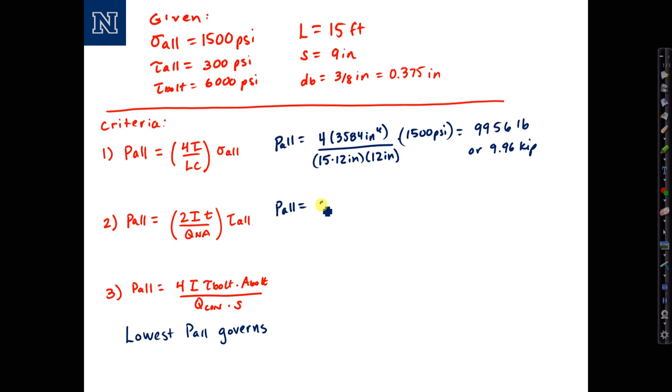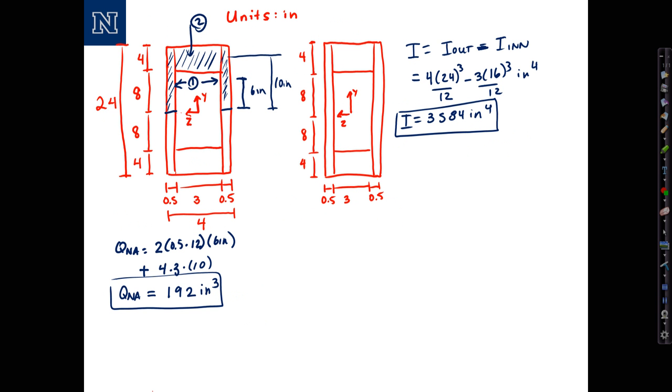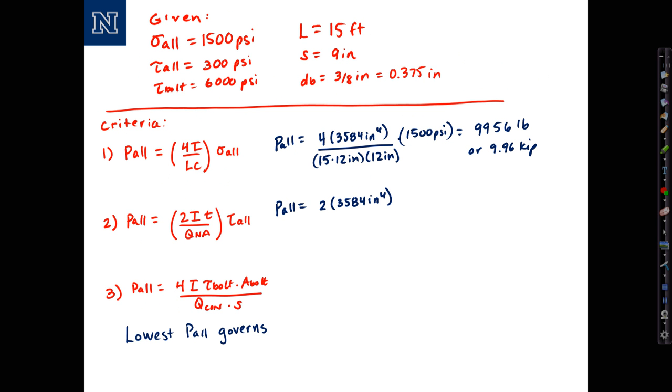P allowable equals 2 times I, which we computed as 3584 inches to the fourth, times T. T is the total width across that interface, which is 2 times 0.5, or 1 inch. So just 1 inch there, divided by Q at the neutral axis, which we computed as 192 inches cubed, times our tau allowable, 300 psi, and this gives a value of 11,200 pounds, or if you prefer, 11.2 kips.